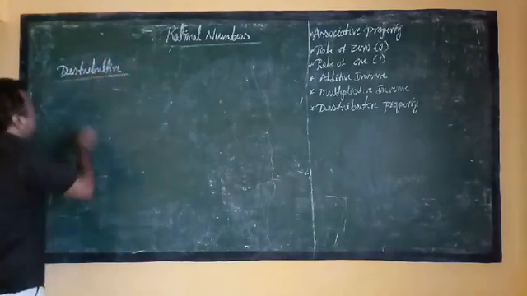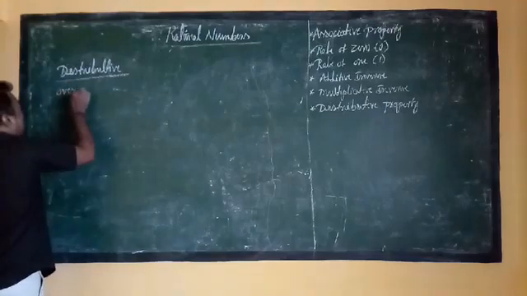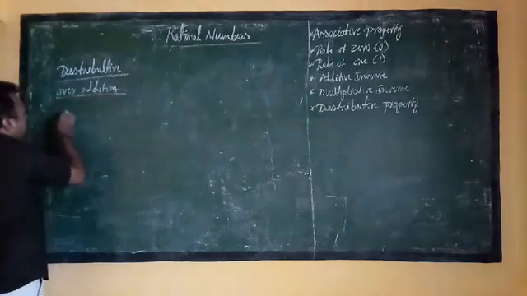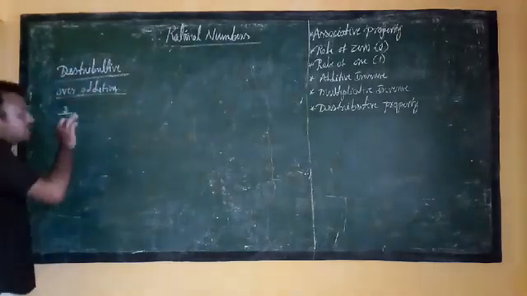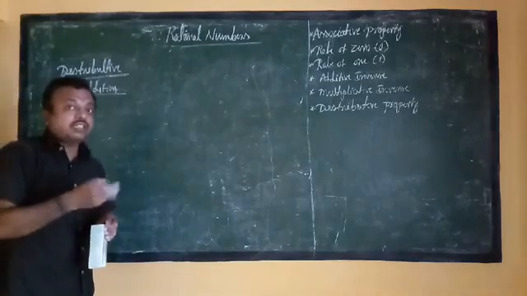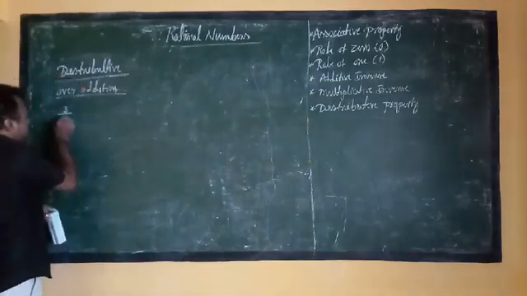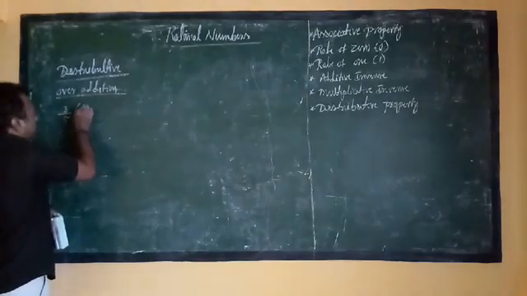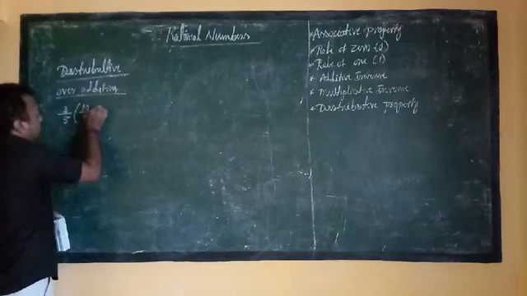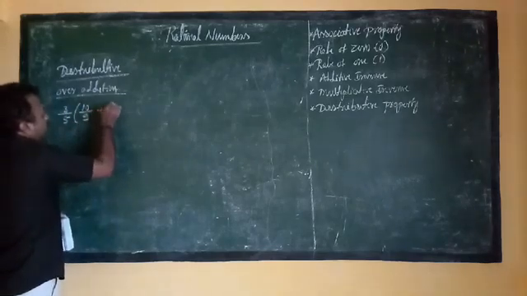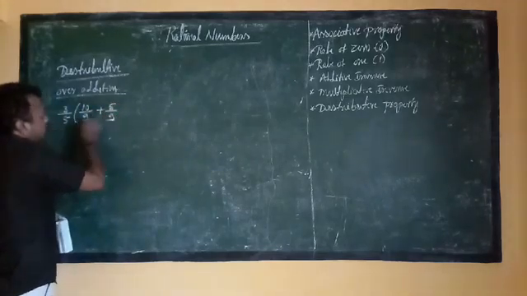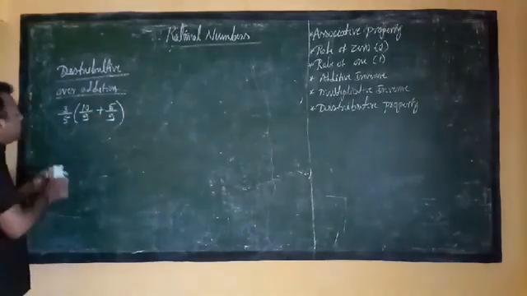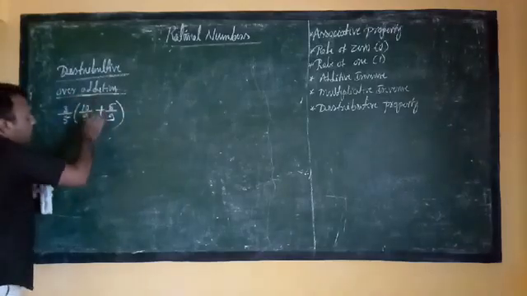Distributive property over addition first. One example I will take. What is the meaning of distribution? Distribute means to spread out, correct? 3 by 5 into 10 by 9 plus 5 by 9. So over the addition, I will take the over addition. Therefore, I will put over addition.